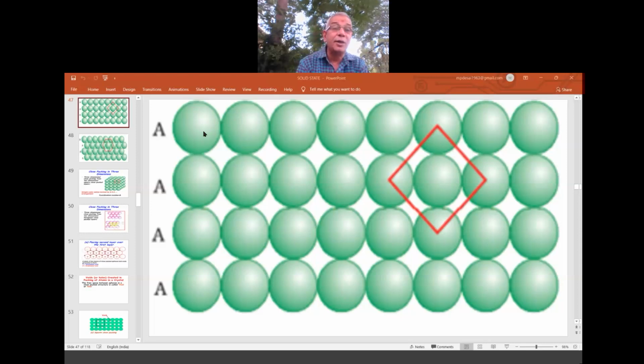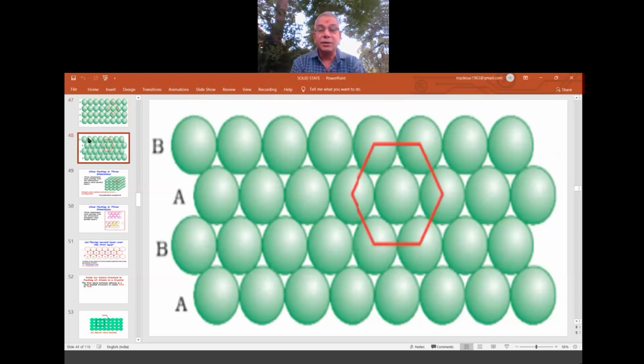In the same way, we arrange the second layer in such a way that the second layer's balls should be in between the first layer's balls. If you arrange that way, that becomes a different arrangement. That is named as the different one, B. Earlier same A, now it's AB. This packing gives you hexagonal packing, because by selecting one particle, around that there are six particles. So it is called hexagonal close packing. This was the point of discussion.